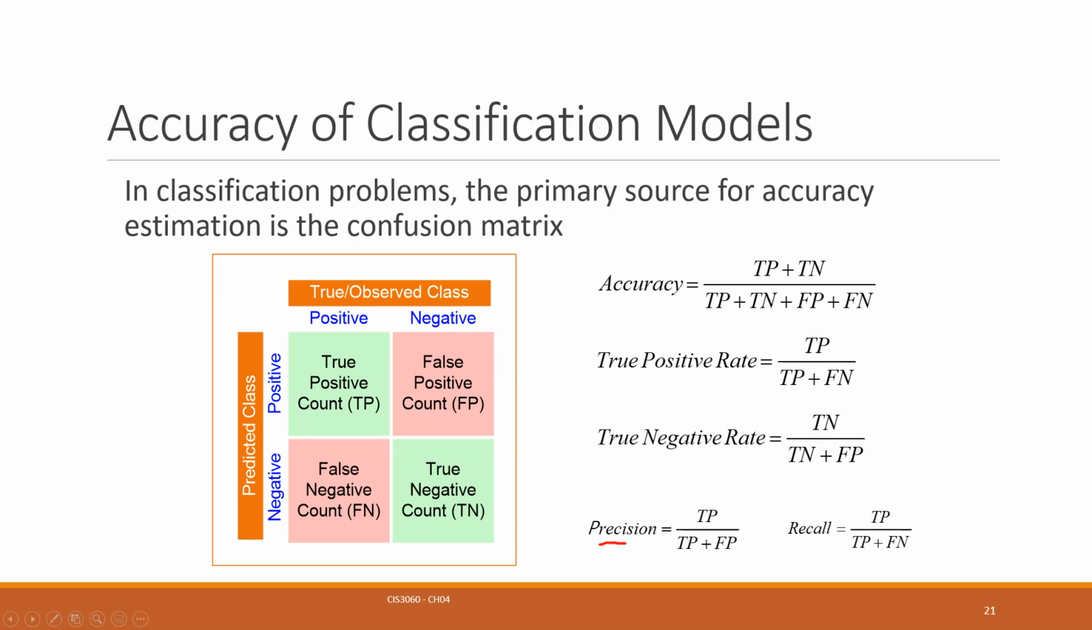Now precision is the true positives over the true positives plus false positives. So it's looking at the percentage of this in this row. And recall is the true positives over the true positives and the false negatives. So true positive, and then also this column here. And as you can see, recall is actually the same thing as our true positive rate.